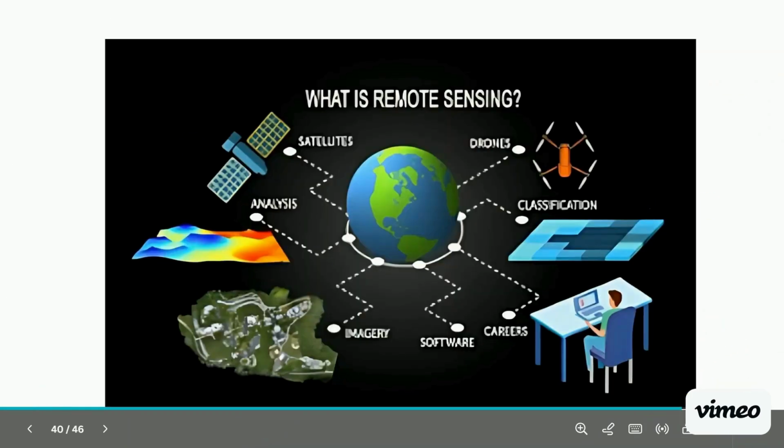And this is how it is explained. So what is remote sensing? Using the satellites, the drones, aircraft, and those images get analyzed and the information used for certain purposes.